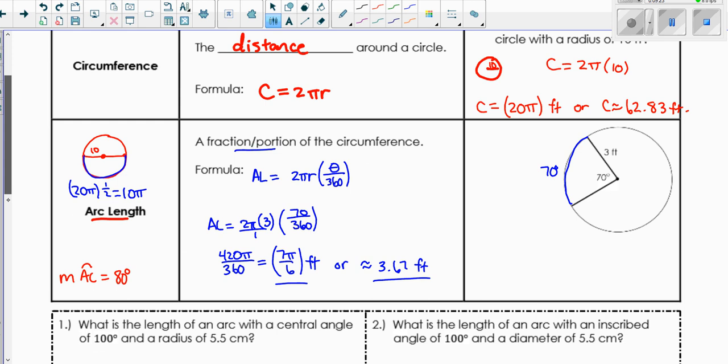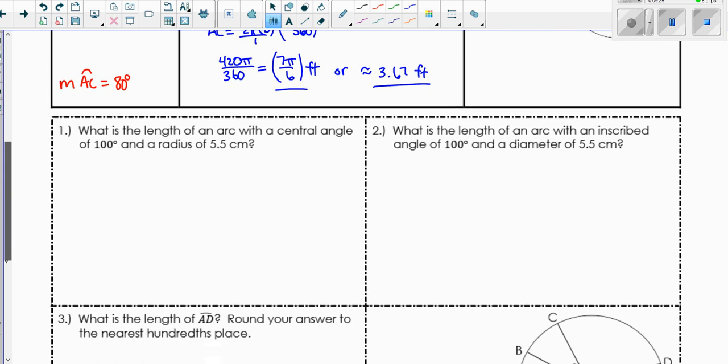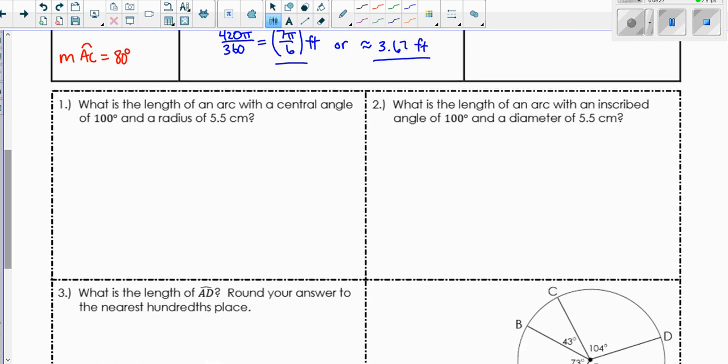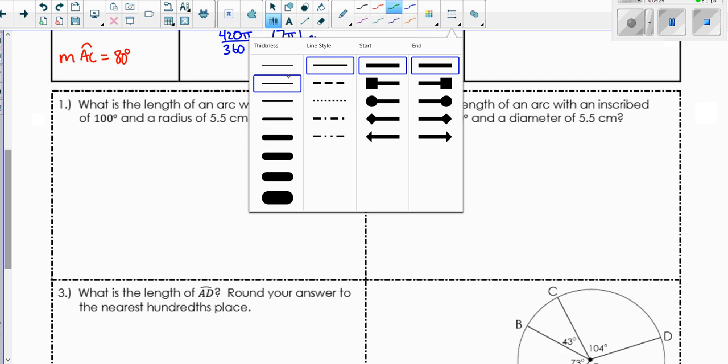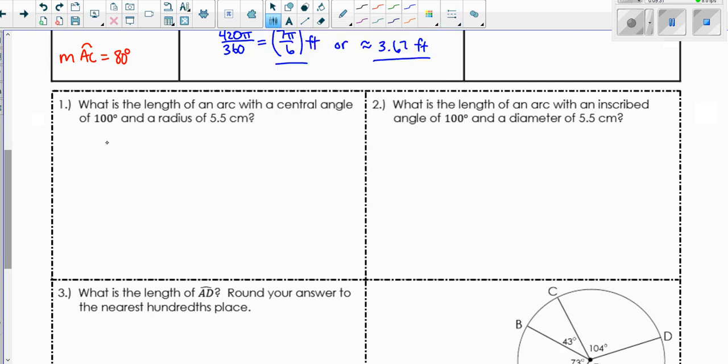Okay, so let's try. What is the length of an arc with a central angle of 100 degrees and a radius of 5.5? I would suggest drawing this out. So here's my circle, here's my radius, so actually it's got a central angle, so it looks something like this. If the central angle is 100 degrees, then that means that the arc measure is also 100.